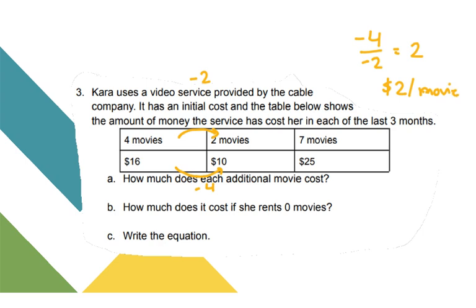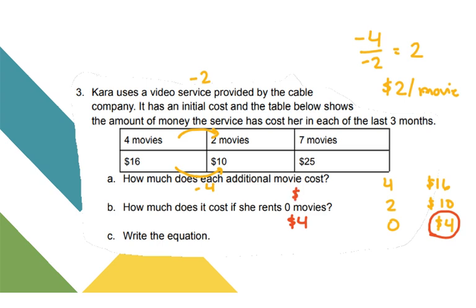Okay, cool. So what would that cost if we didn't have any movies at all? So let's think about that. I'm going to make my little table here. So 4 movies, 16, 2 movies, 10. What about if I had no movies at all? Well, following the pattern, if I take away another 6, I'm at 4. So 4 is what you have to pay for the video service, and then you're paying $2 a movie. So we have just figured out the cost if you rent no movies. It's going to be $4.